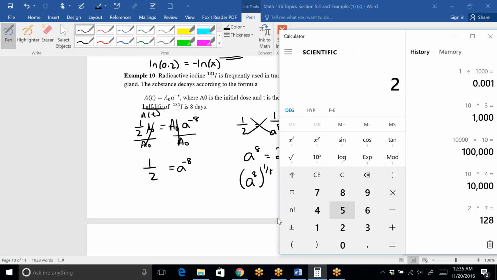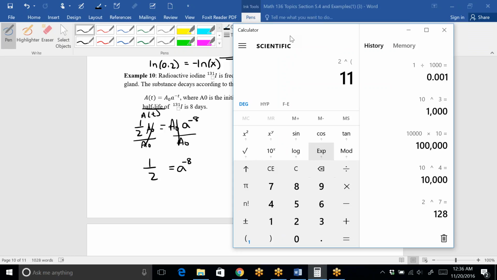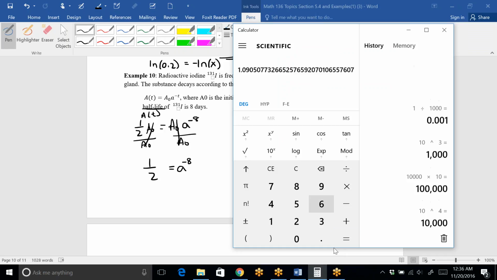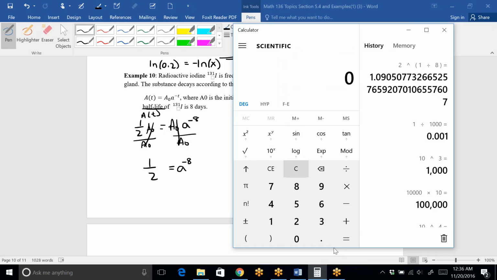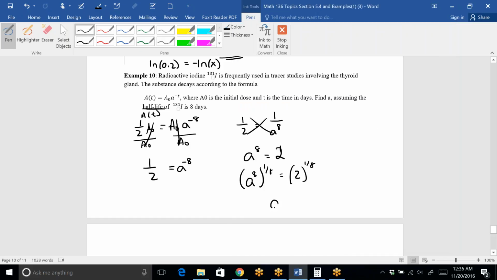So 2 to the 1 divided by 8 power is, I don't know if that actually did that for me. Hang on. 2 to the 1 divided by 8 power is 1.09. So our original base should have been 1.09.